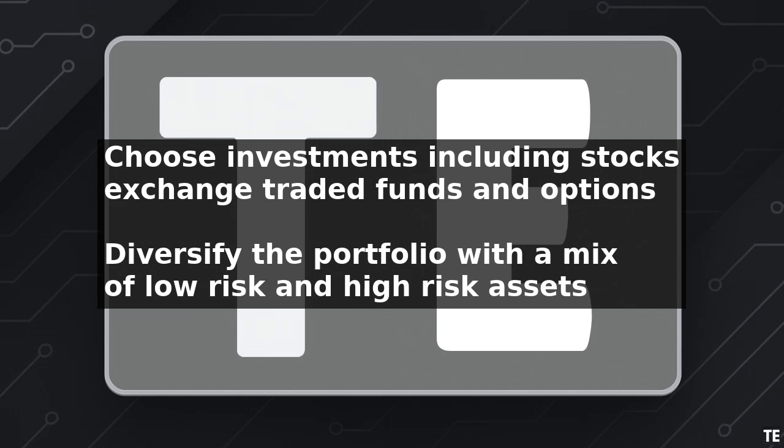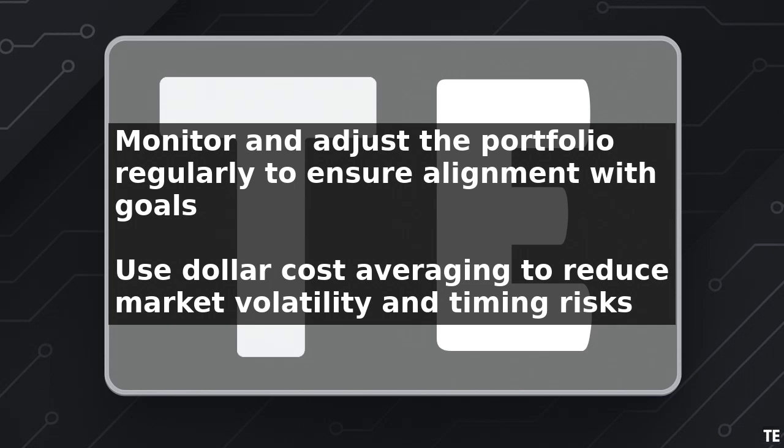Another key concept to consider when building a Robinhood portfolio is dollar cost averaging. This involves investing a fixed amount of money at regular intervals, regardless of the market's performance. This can help reduce the impact of market volatility and avoid the risk of trying to time the market.